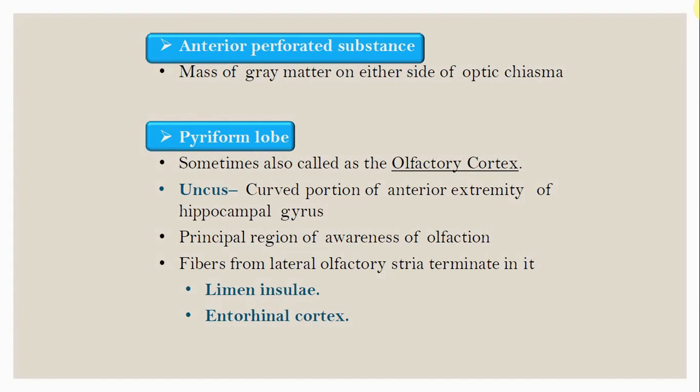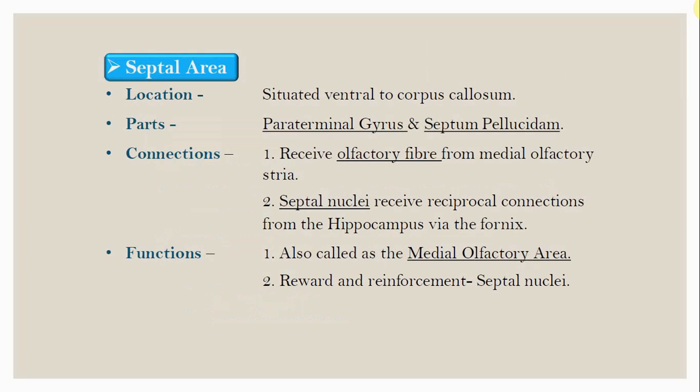The uncus is the curved portion of the anterior extremity of the parahippocampal gyrus. It is a principal region for awareness of olfaction, and the lateral olfactory stria terminates in it. The limen insulae is the most medial part of the insula. It is the cortical part, and the entorhinal cortex is the anterior part of the parahippocampal gyrus.